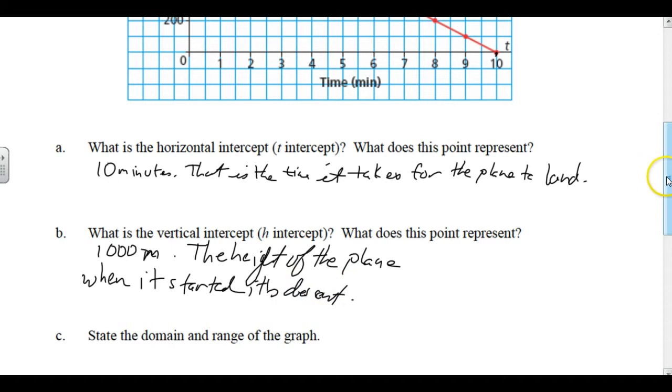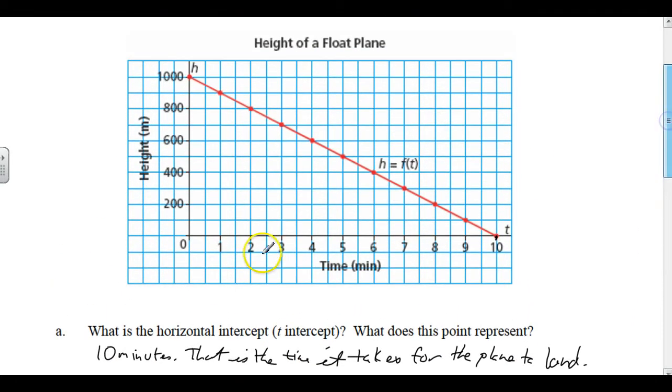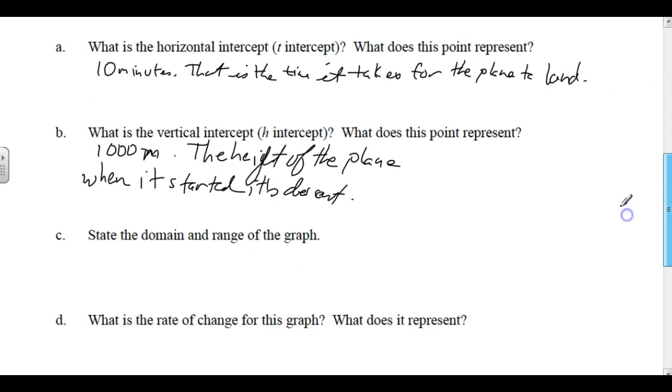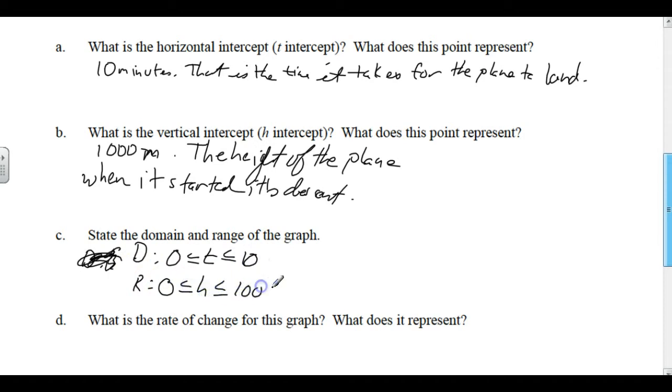State the domain and range of the graph. So the domain is the t values, from 0 to 10, and the range is 0 to 1,000. We can do it in abbreviated notation. So 0 is less than or equal to t is less than or equal to 10, and the range 0 less than or equal to h less than or equal to 1,000. There's a context to this graph, so even if we have an equation that describes it, there's a limit on the domain and the range.